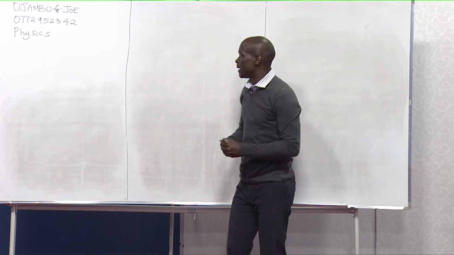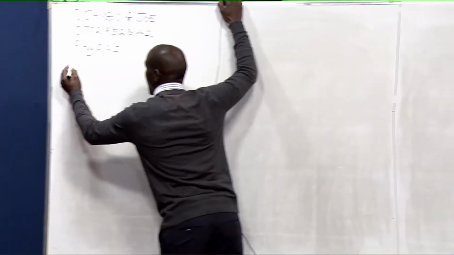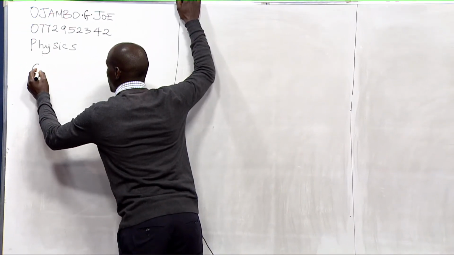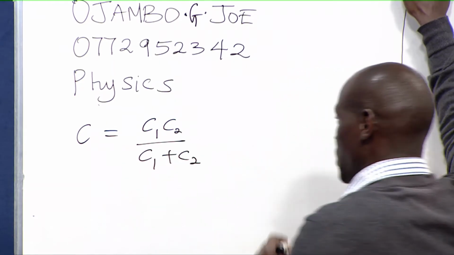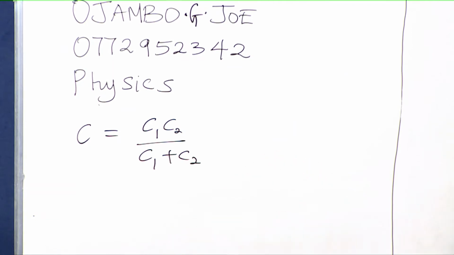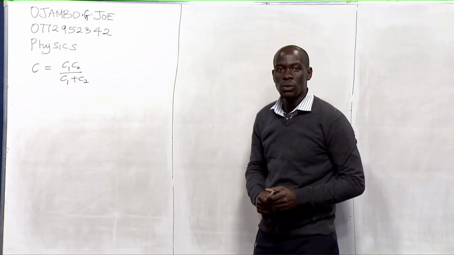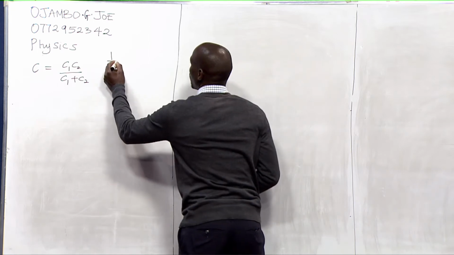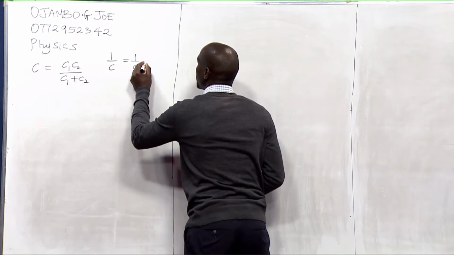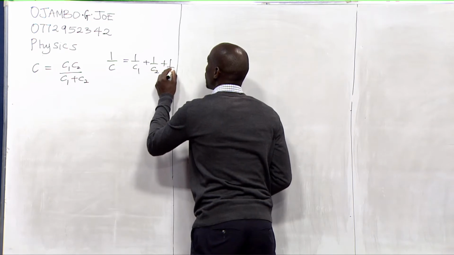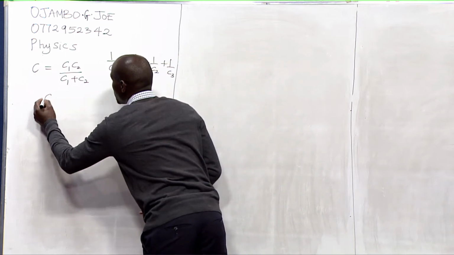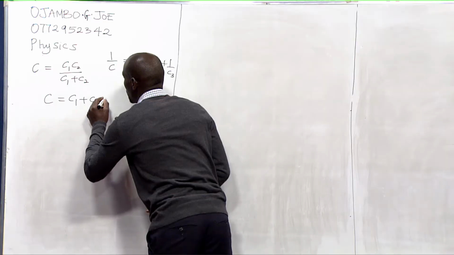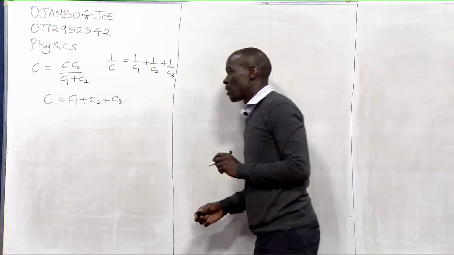As a quick reminder, let us look at the expressions. We said when they are in series, effective capacitance is going to be given by C1 C2 over C1 plus C2. This is for only two of them. When they are more than two, suppose they are three, it will be 1 over C equal to 1 over C1 plus 1 over C2 plus 1 over C3. And when they are in parallel, C equals C1 plus C2 plus C3. That is the quick reminder.